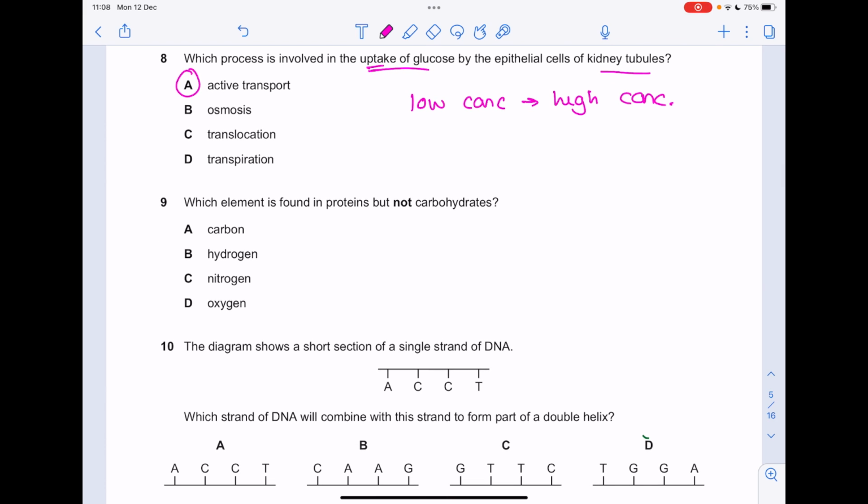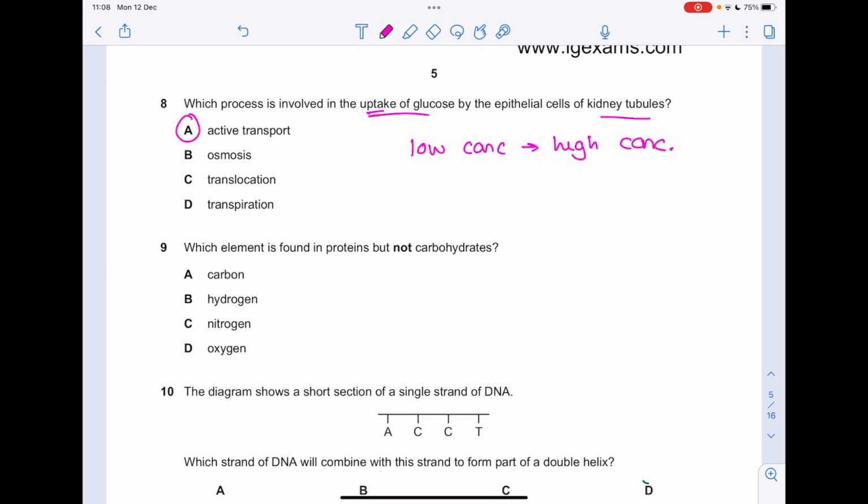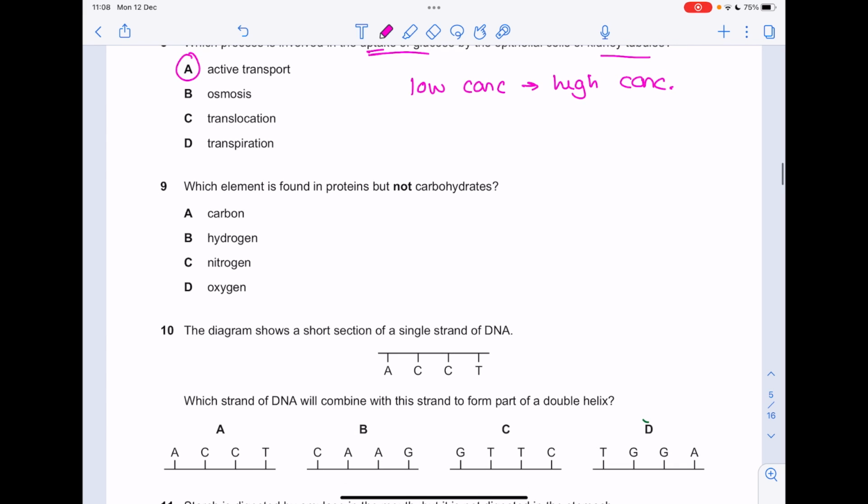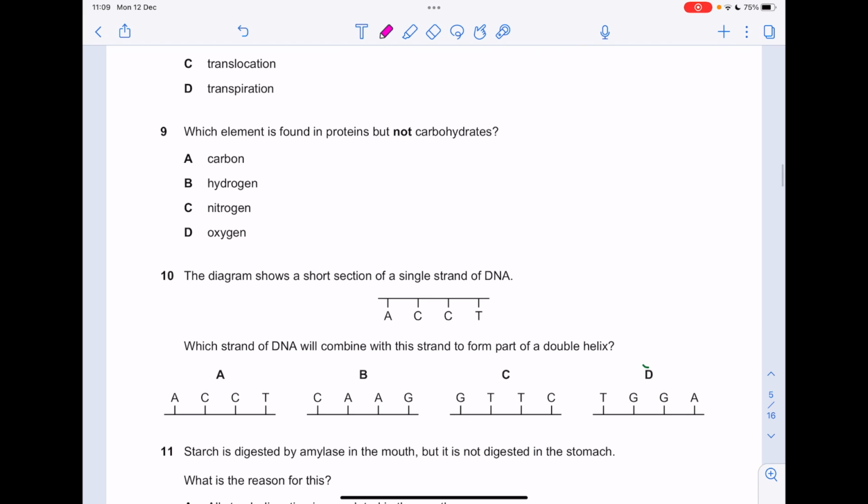Osmosis is to do with the movement of water molecules. Translocation is to do with the movement of sugars in plants. Transpiration is to do with the movement of water out of leaves via the stomata, so that's why those aren't the right answer. 9. Which element is found in proteins but not carbohydrates?